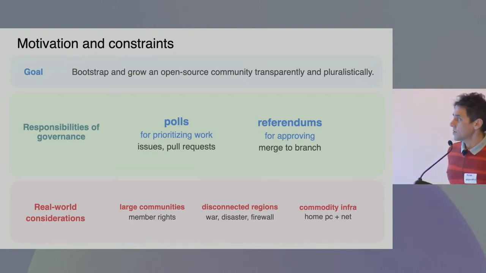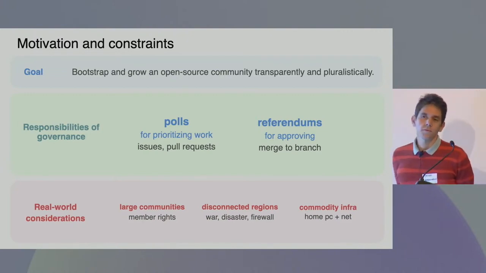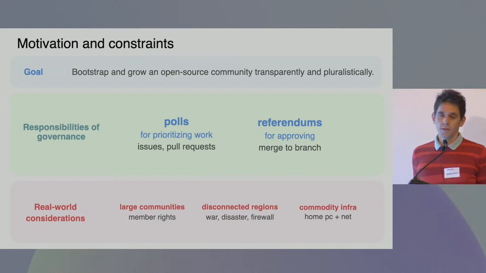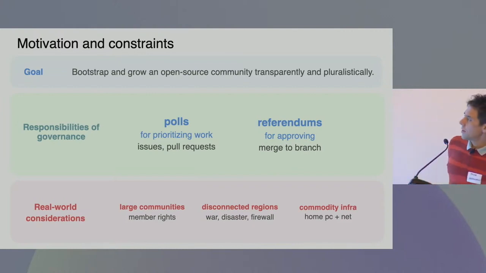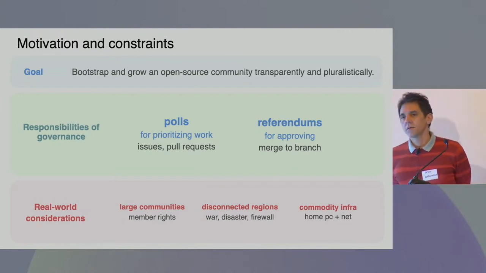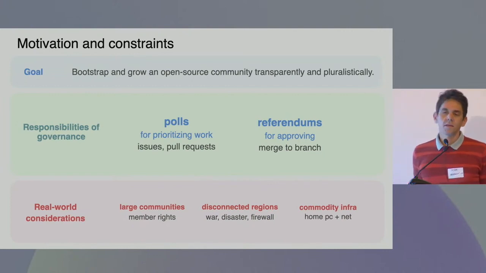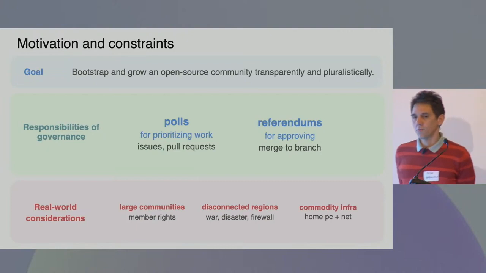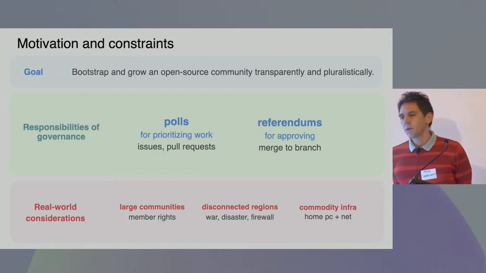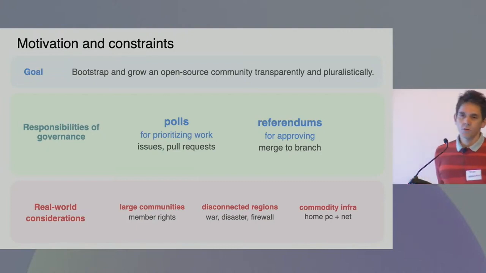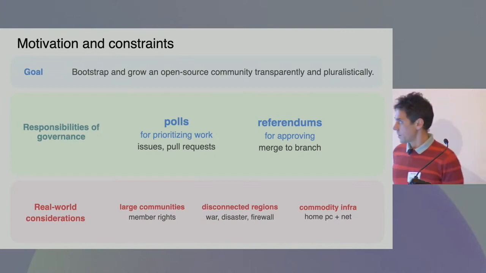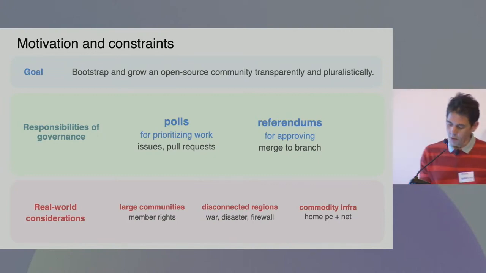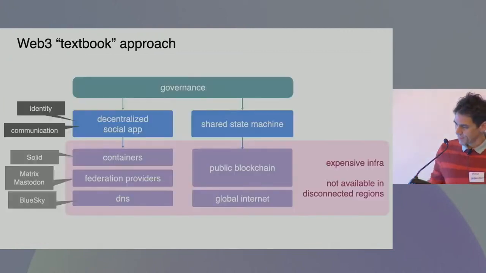The second consideration, which is very important to us, is that we want to be able to serve disadvantaged communities. What does that mean? Disadvantaged communities are this tail case of users that might be in disconnected regions of the world, such as war-torn zones, disaster zones, or firewalled countries. And typically, these are communities that don't have financial or hardware resources to run expensive solutions, such as traditional blockchains. So we want to be able to serve all of these cases.